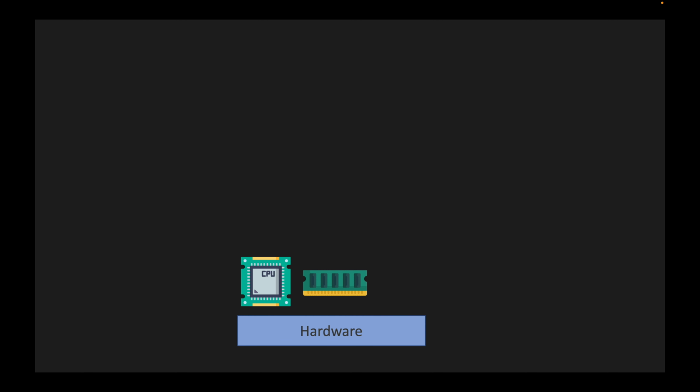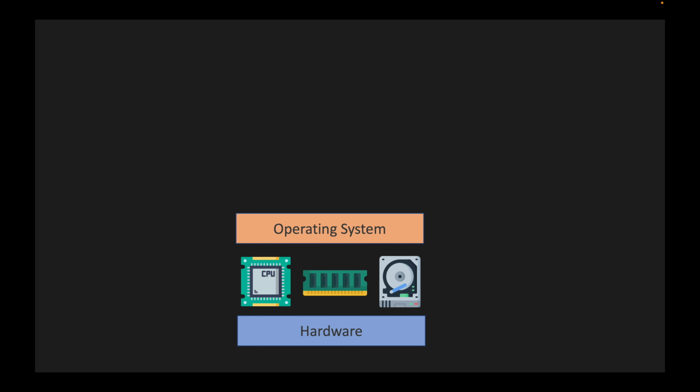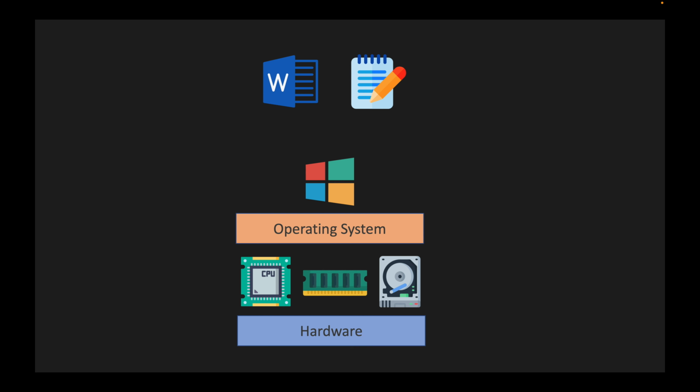Let's take a normal laptop that we are all using. This laptop has hardware such as CPU, RAM, disk, and etc. On top of the hardware, we install an operating system. Let's say the Windows operating system, which controls how applications such as Microsoft Word or Notepad will use these hardware resources. And of course, these applications are installed on top of the operating system. Up until now, everything is okay.